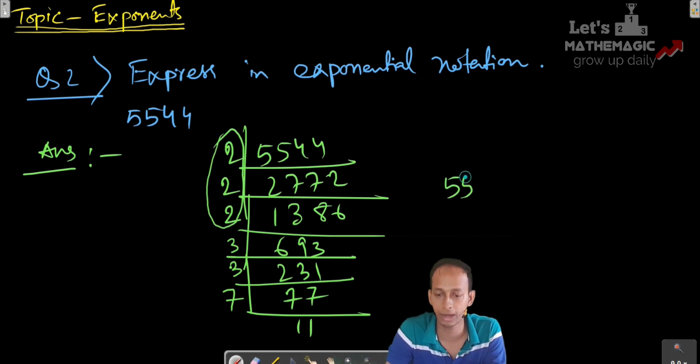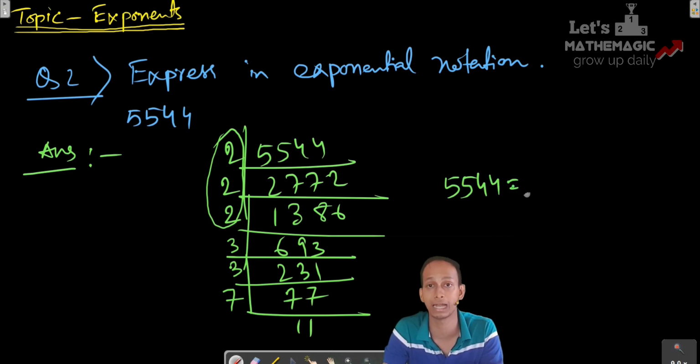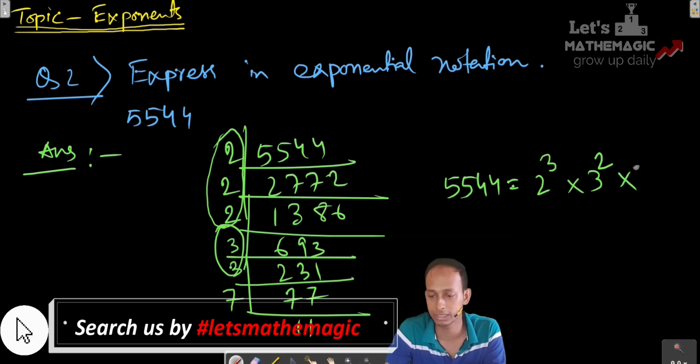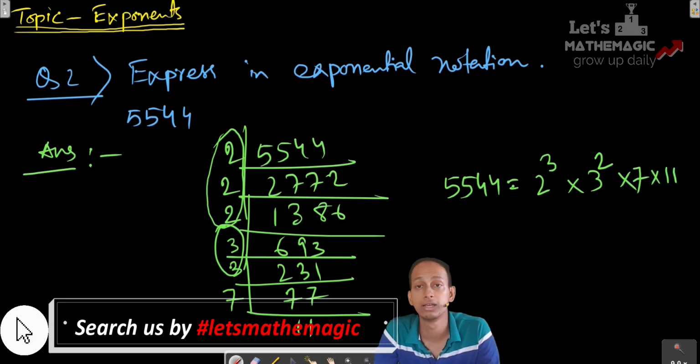So 5544 can be expressed as 2 to the power 3, and how many 3s are there? 2 3s. So 3 to the power 2, and there is a 1 7 and 1 11. So the sum is done.